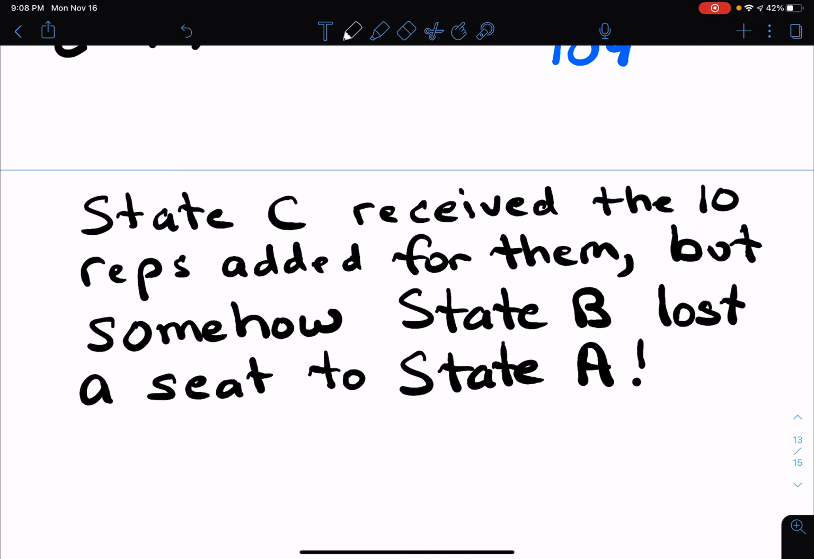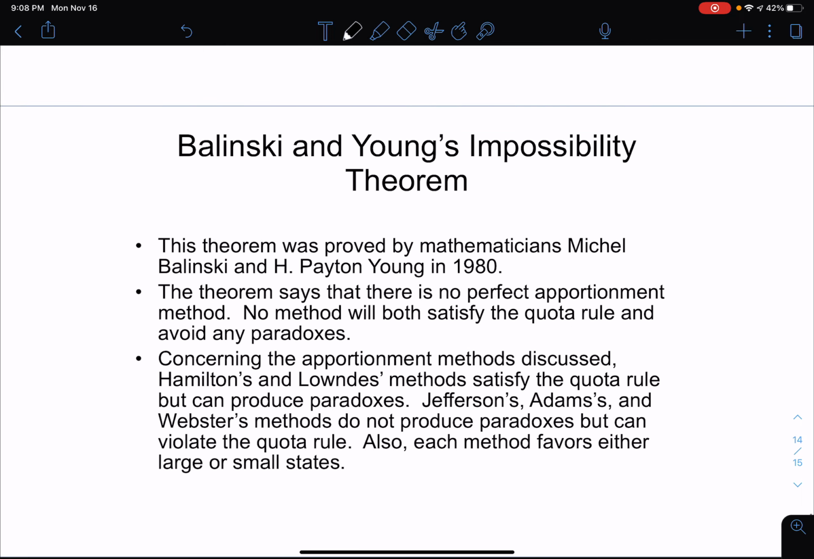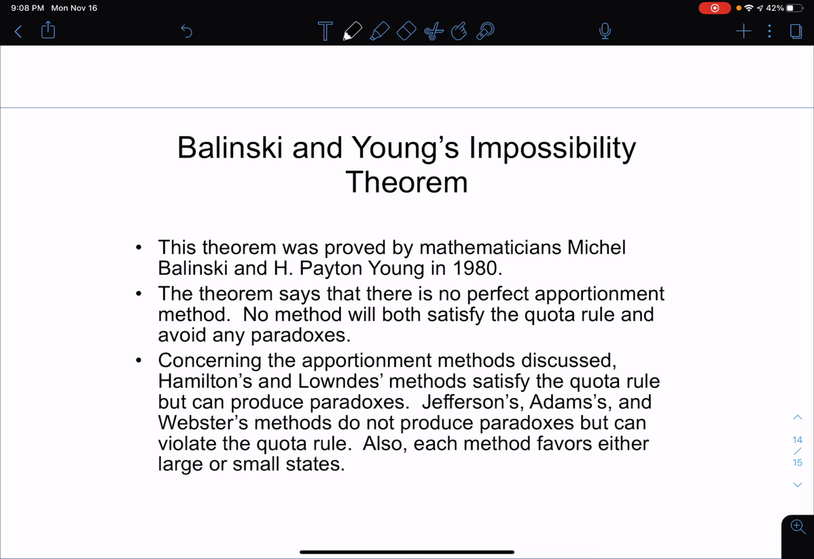And to take a glum note and end it on a further glum note, we have Balinski and Young's impossibility theorem. Balinski and Young are 2 more brilliant mathematicians to add to your mathematician list. This particular theorem was proven by them in 1980. It wasn't that long ago. I mean, if you do the math, that was like 40 years ago, which to some of you was like before you were born, but whatever. It wasn't that long ago.